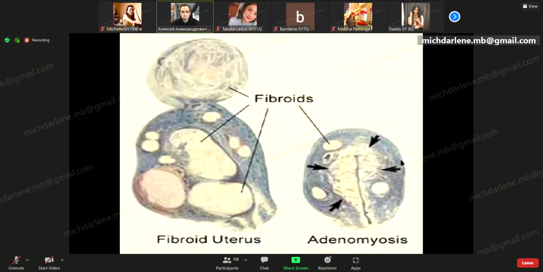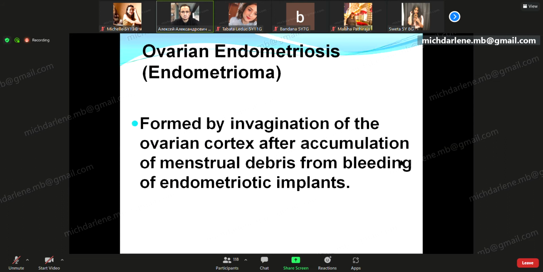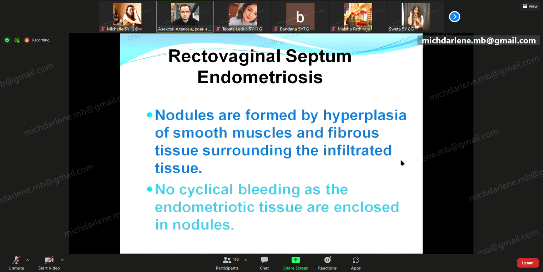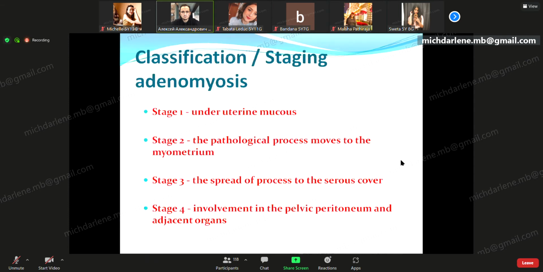Fibroids have typical pathogenesis and a typical age, but the ultrasound picture can show you the correct diagnosis if a female has myoma of the uterus. Ovarian endometriosis is a big part of endometriosis, because it is very easy to find ovarian endometriosis if the female has a late stage of endometriosis.